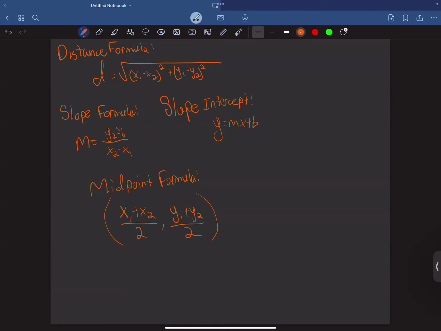And then our midpoint formula, the middle of the line we'll be dealing with: (x1 plus x2) over 2 and (y1 plus y2) over 2. And we'll be using these to look at a few examples, beginning with our distance formula.